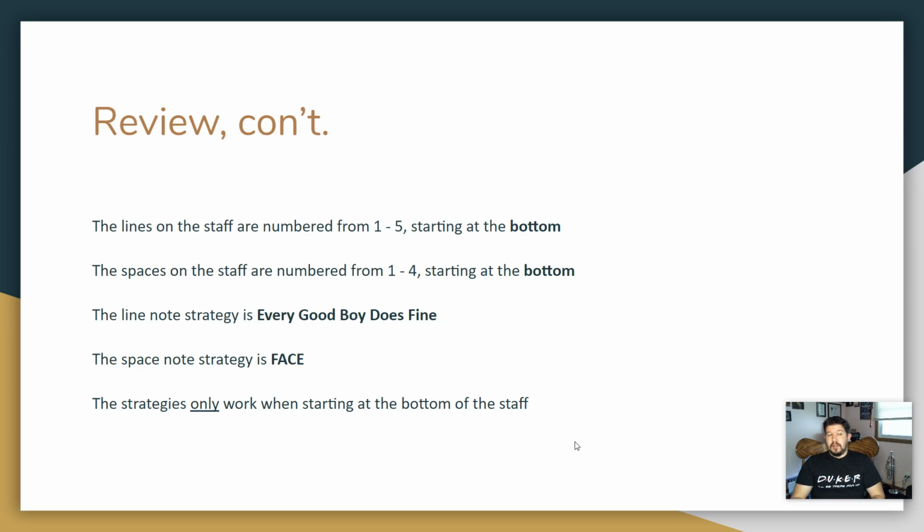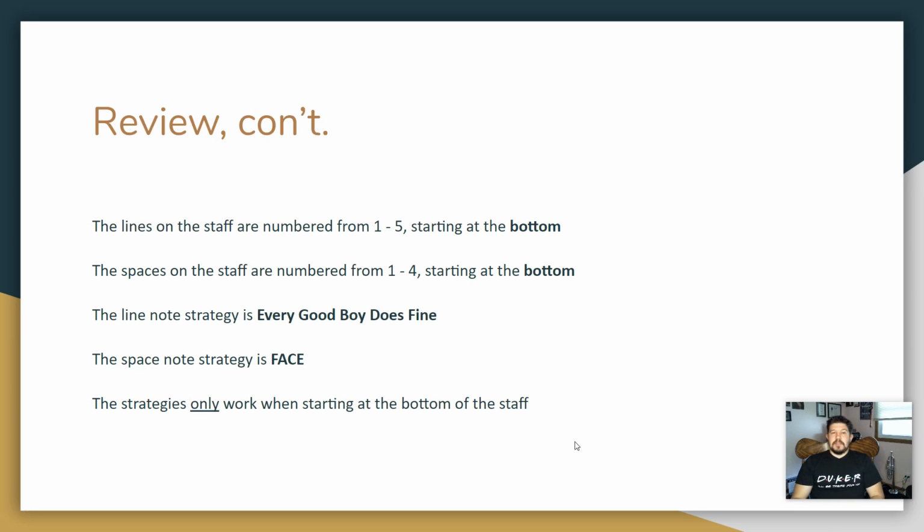So if I was talking about line number 4, I would know that my strategy, like it says right here, for the line notes is every good boy does fine. Now I would take the 4th word in that sentence and the first letter of that word, because remember, the strategies use words or create a word to show you what letter it's going to be. For the line note strategy, the first letter of each word is always going to be the name of that note. So for the fourth line, it would be a D because we have every good boy does is the fourth word, and that's the first letter of the word does.